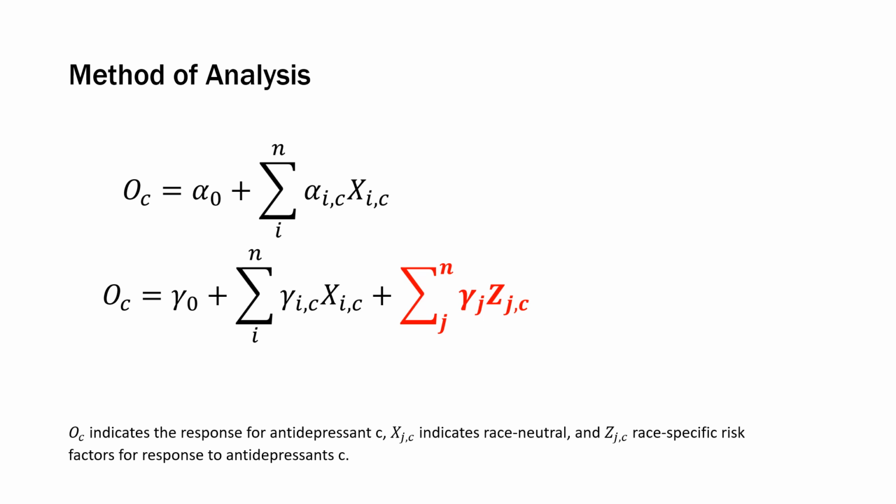Our method of analysis is shown here. We are talking about two different regressions. The first regression uses the race-neutral variables and tries to predict the outcome or the response to the treatment. The second regression adds in additional race-specific risk factors and sees if adding in more information changes the accuracy of the prediction.